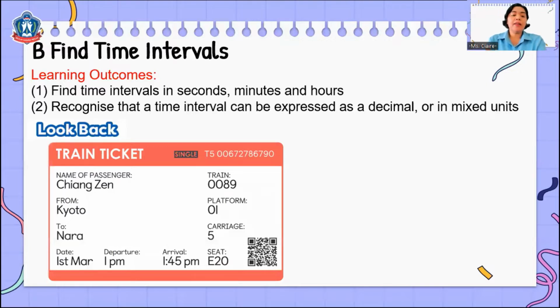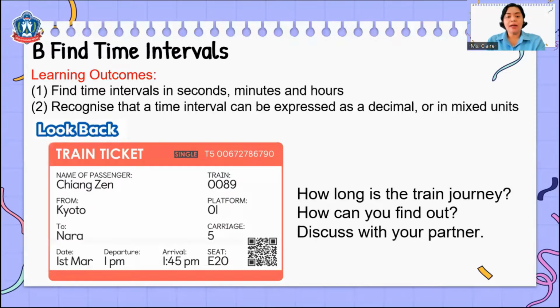Look at this picture. This is a train ticket of Chiang Zhen. He is traveling from Kyoto to Nara. The departure time is 1 p.m. and the arrival time is 1:45. So how long is the train journey? Yes, you're correct, and that is 45 minutes. We simply subtract 1:00 from 1:45, and that is 45 minutes.